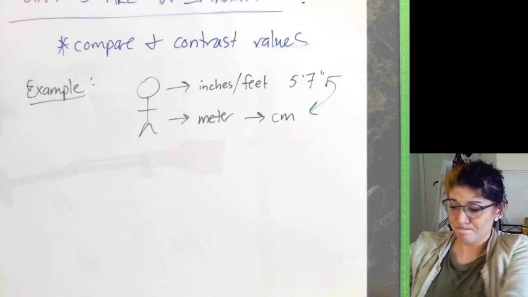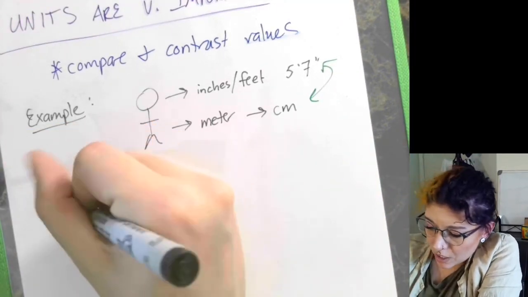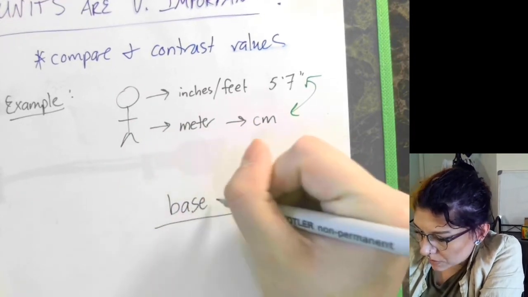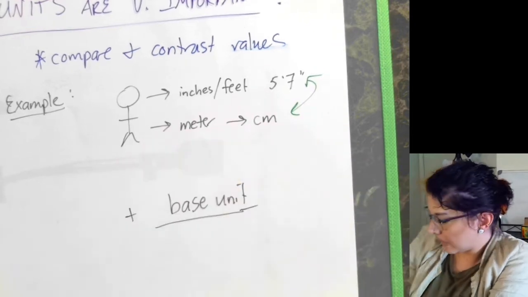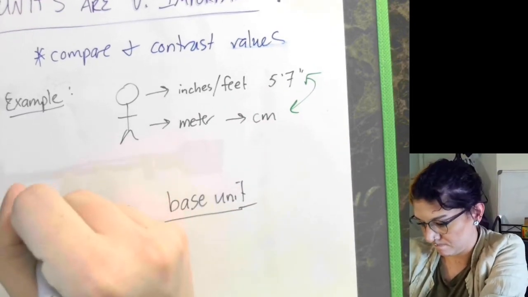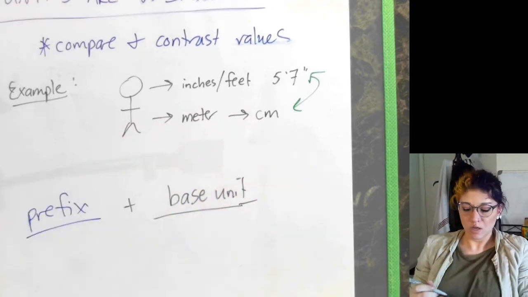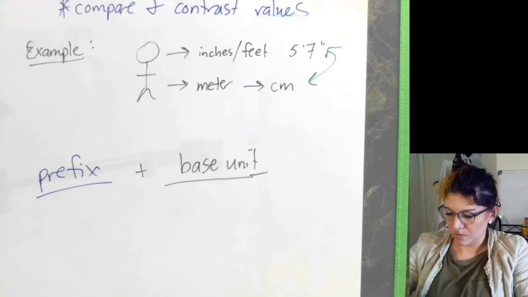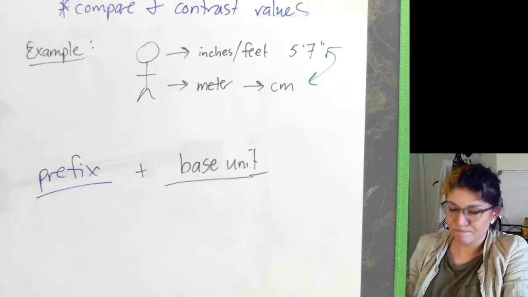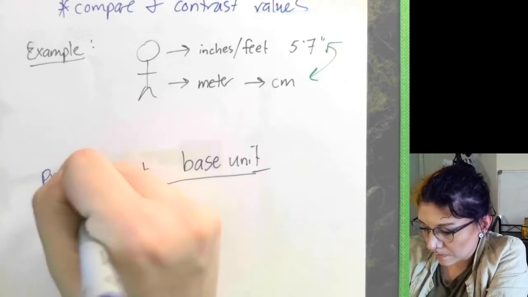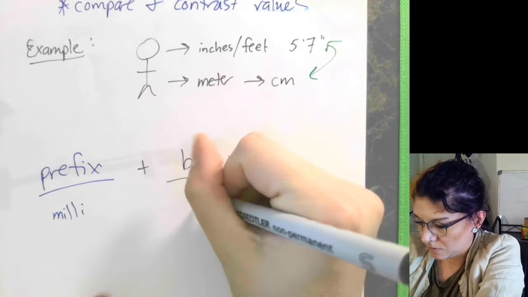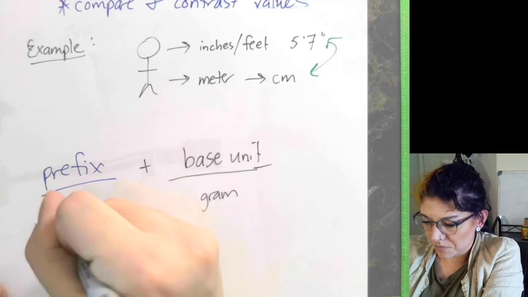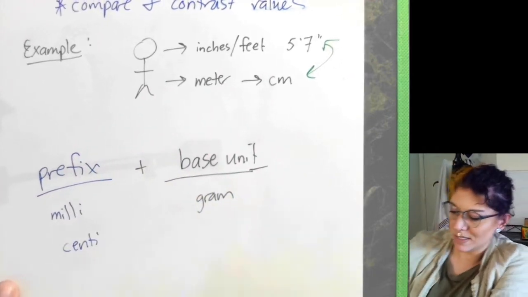So where do the prefixes come in here? Here's the deal with the prefixes. A prefix is added to the front of a base unit. And I know y'all have seen these before. So, for example, we have milligram. I know you've heard of those before. I know you've heard of centimeters.